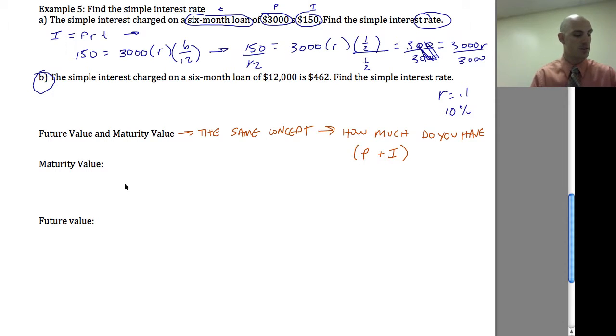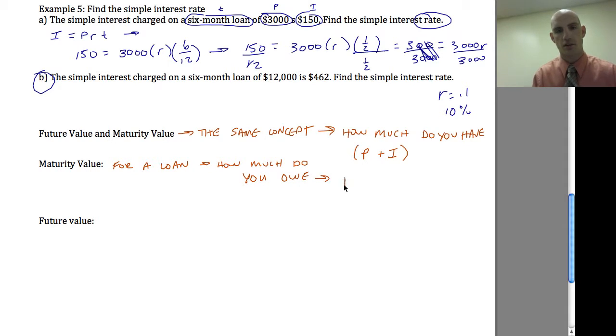Okay, so maturity value. Maturity value is calculated for a loan. So for a loan, how much do you owe? And that's going to be your principal plus the interest made. So if you take out a $3,000 loan and you get $300 in interest, you owe them $3,300. That's pretty much as simple as it is.